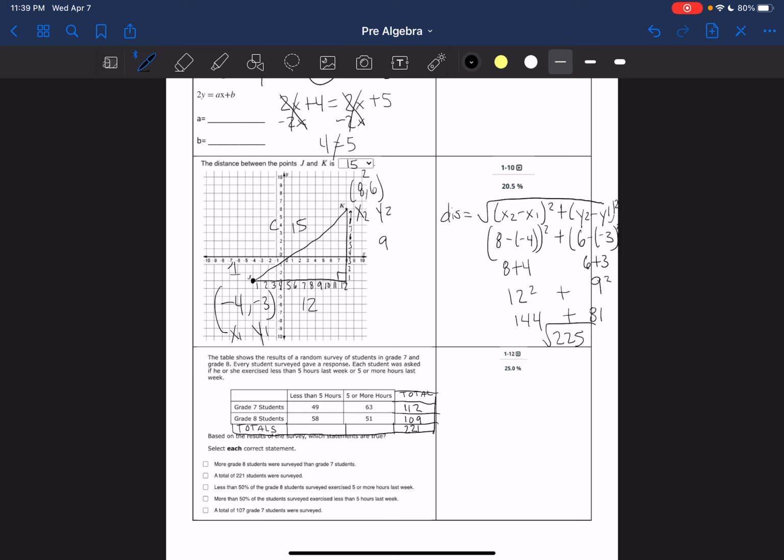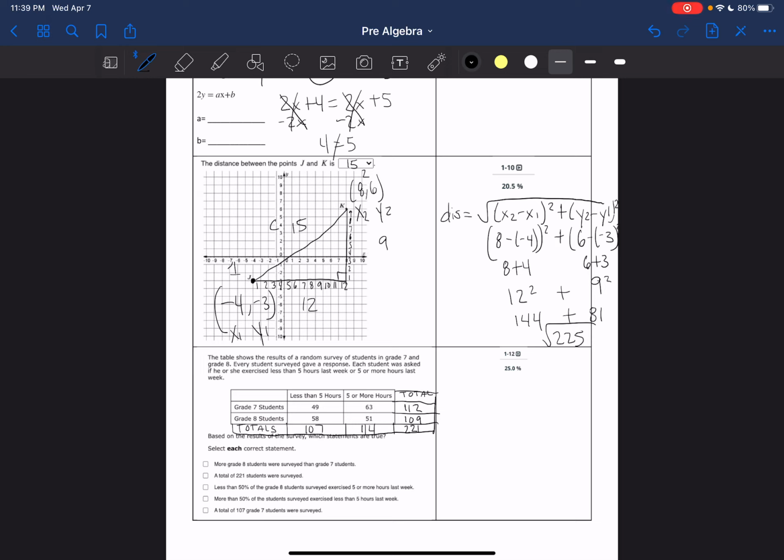I can also get the total of students that were surveyed that answered that they exercised less than 5 hours last week. So if I add 49 plus 58, that would give me 107. And if I add up 63 and 51, that would give me 114 students that exercise 5 or more hours. And I can check my totals. I can add up 107 and 114 and see that that gives me 221.